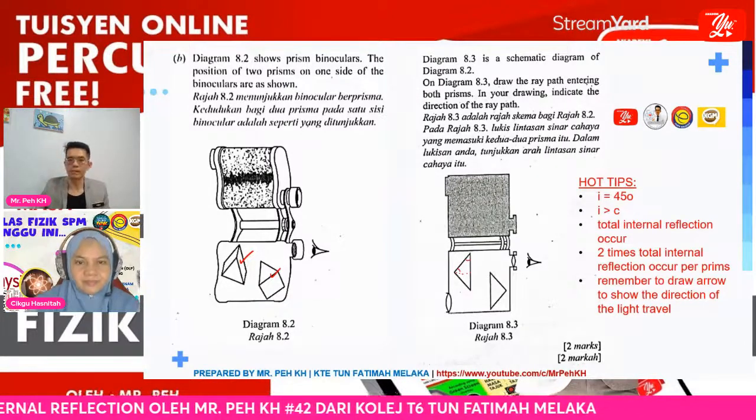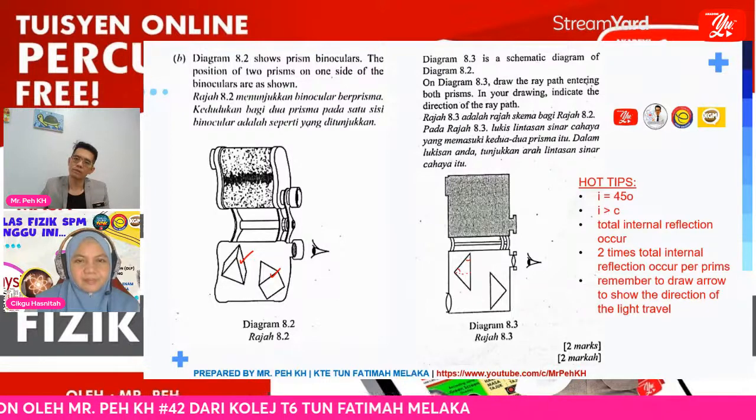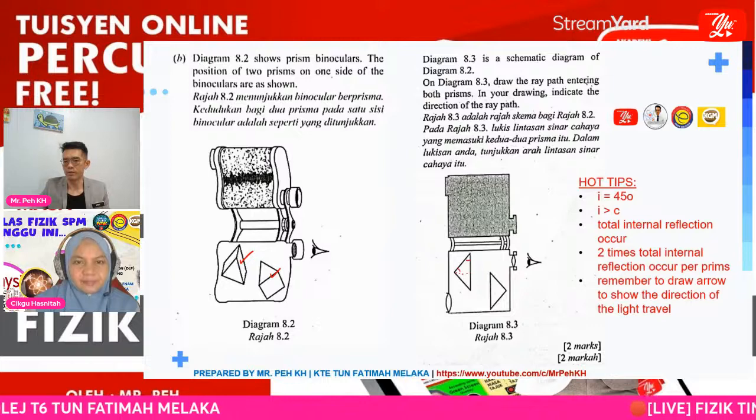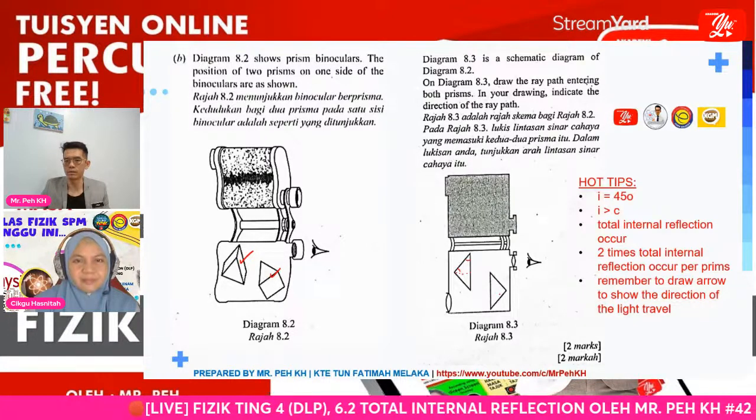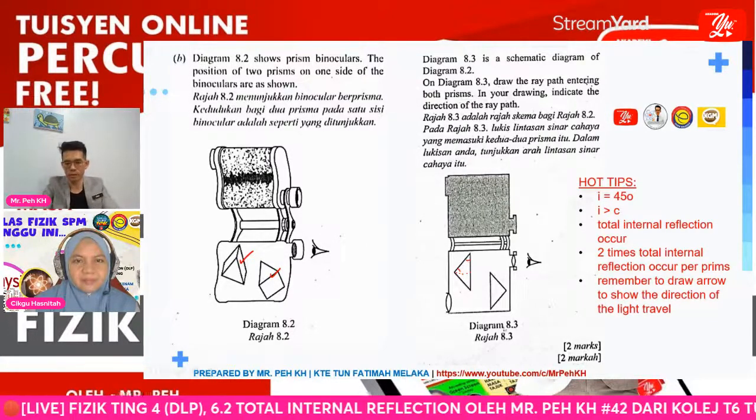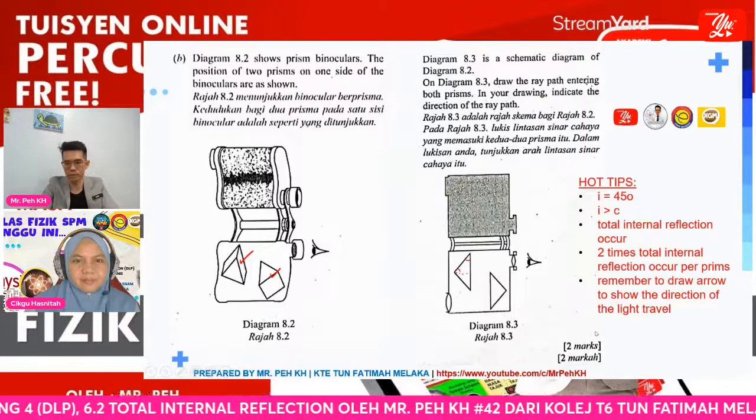Okay, the incident angle will be greater than C, as we expected, and total internal reflection will occur. And for one prism, there will be 2 total internal reflections. Okay, so make sure you give the direction for your answer.